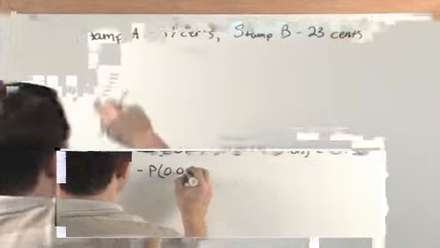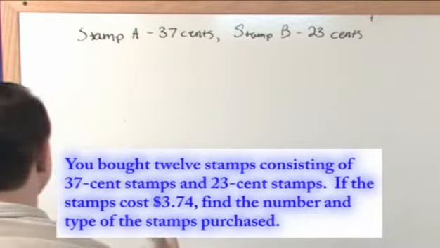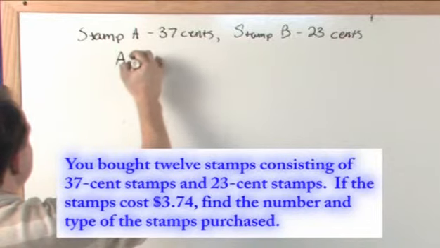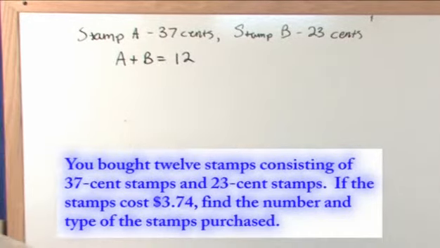B is 23 cents. 23 cent stamps and 37 cent stamps. Okay, so it says you bought 12 stamps, consisting of blah blah blah blah blah. But you bought 12 of them. So it tells you right there that the number of A stamps plus the number of B stamps has got to be equal to 12. Okay, because we said we bought 12 stamps.